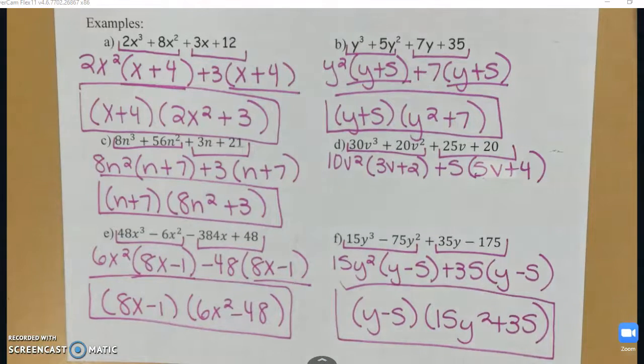Again, all of these you can double check that you've done correctly by FOILing and verify that it is the same polynomial that you started with.